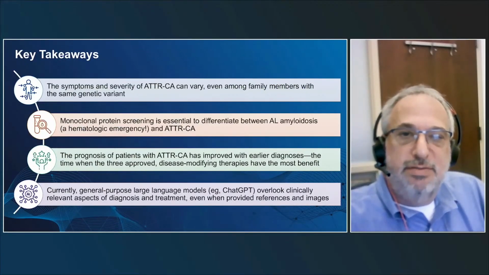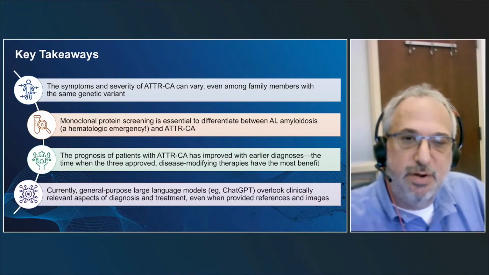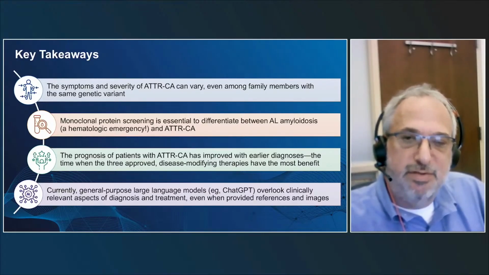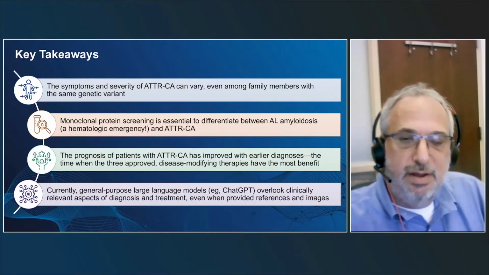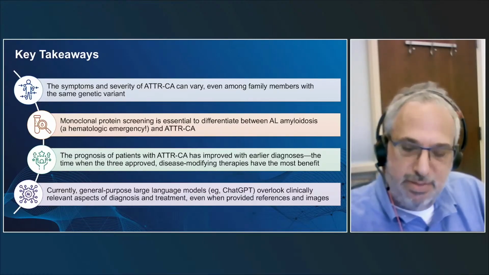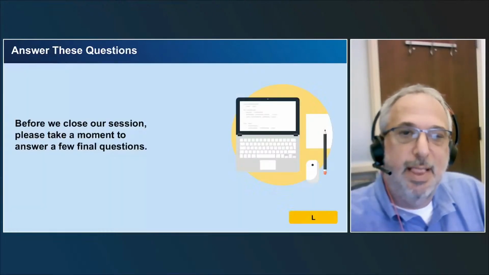And just the key takeaways: the symptoms and severity of ATTR can vary, even among family members within the same genetic variant. Monoclonal protein testing, as we heard, is essential. Please don't order scintigraphy without monoclonal protein testing. The prognosis of patients has dramatically improved thanks to the efforts of all clinicians who've identified people at the earlier stage of disease when disease modifying therapy is most effective. And while we're all enthusiastic about AI and chatbots, be careful out there and don't forget to use your own thinking caps, so to speak.